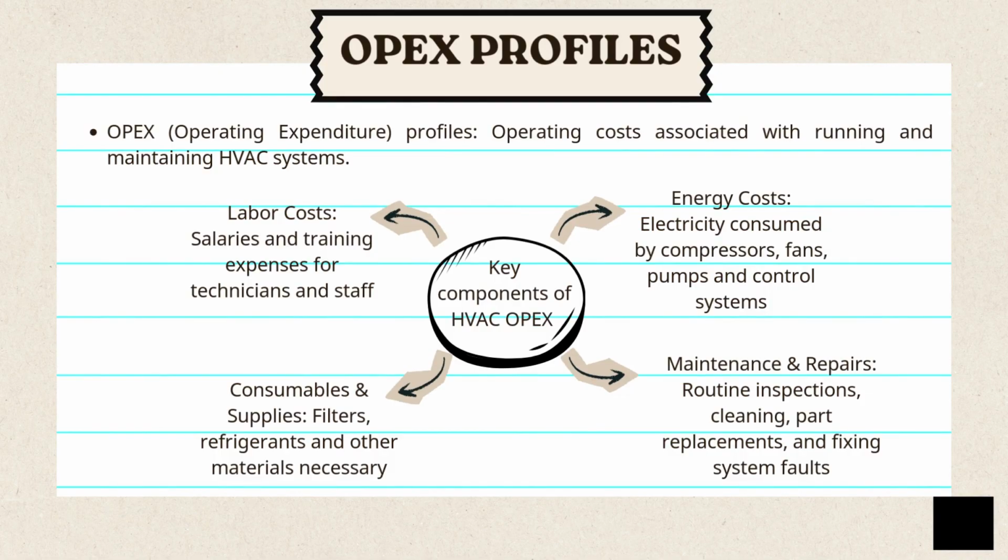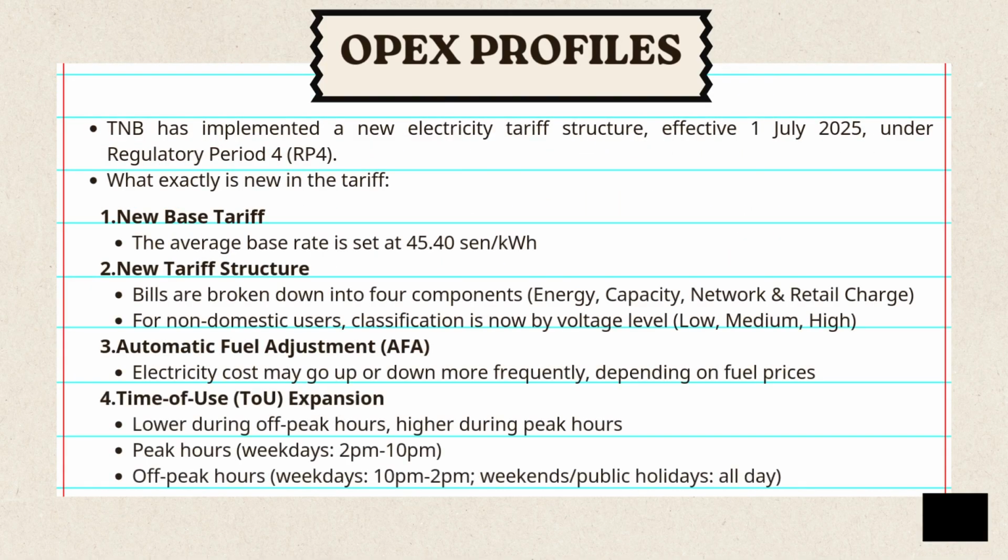The second is the maintenance and repairs. This covers routine inspections, cleaning, part replacements, and fixing system faults. The third one is the consumables and supplies, such as filters, refrigerants, and other materials necessary. And the last one is the labor cost, which includes salaries and training expenses for technicians and staff who handle the system.